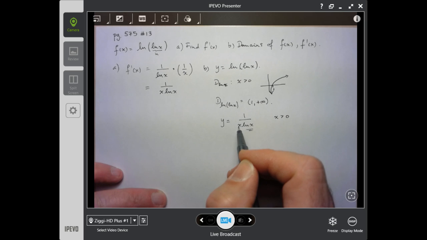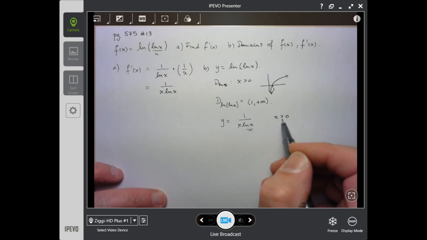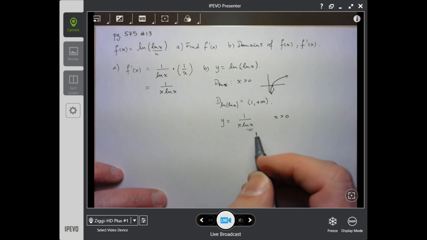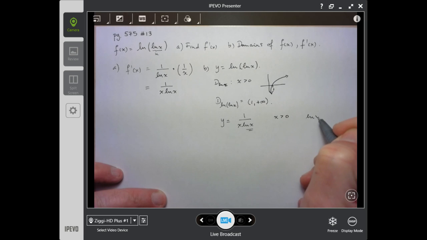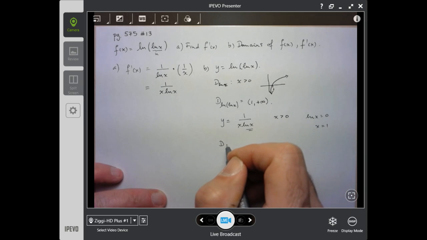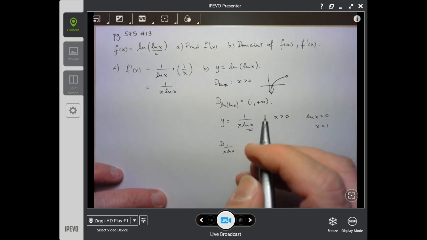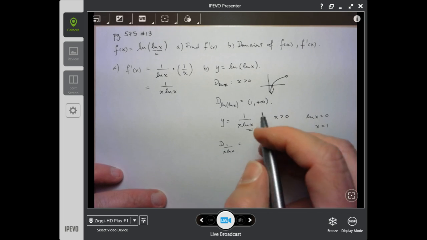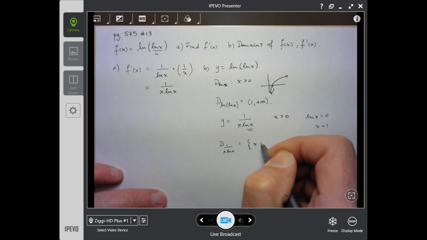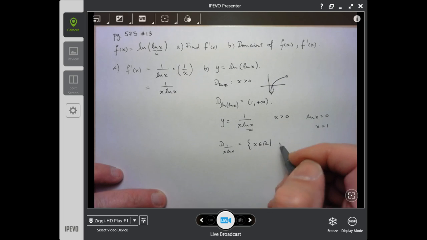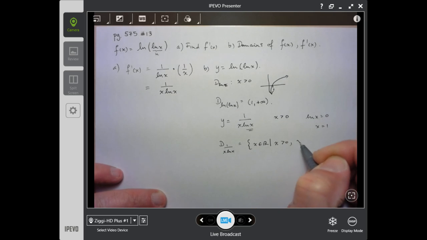That would make the denominator 0, but that's already been excluded by virtue of the ln x. But here's where we have to be careful: when is ln x equal to 0? Well, ln x is equal to 0 when x is equal to 1. So we also have to exclude x equals 1. So the domain of this function, 1 over x ln x, is going to be given by, and this time I'll write it in set notation, x can be any real number such that x has to be greater than 0, but x can't be equal to 1. And there's my domain.